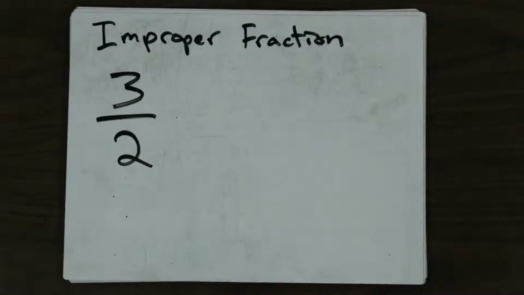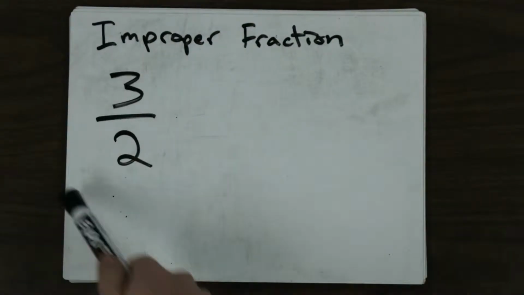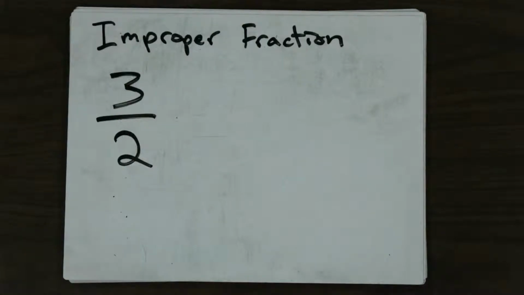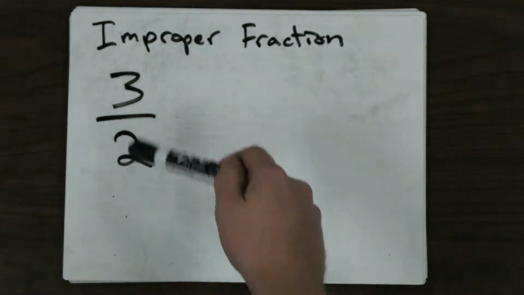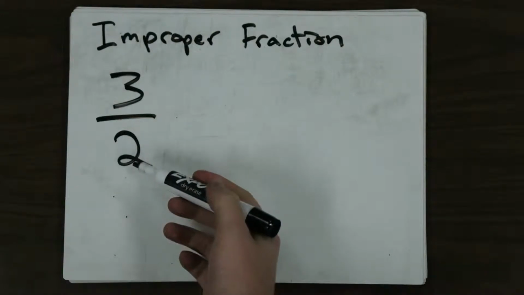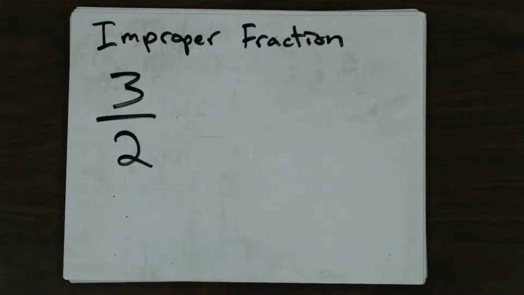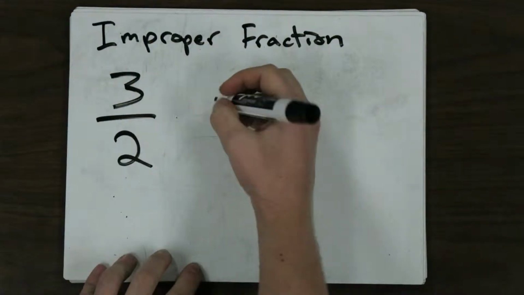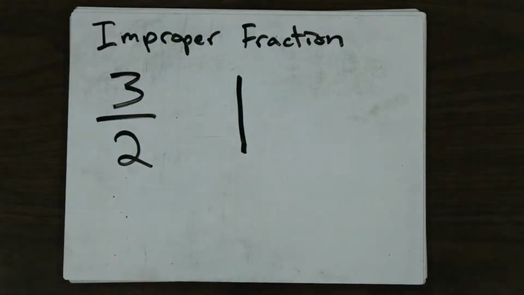So let's also look at the difference between an improper fraction and a proper fraction or a mixed number as well. So here we have this improper fraction 3 over 2. And we can see that it's improper because the top number is bigger than the bottom number. The numerator is bigger than the denominator. So if I have an improper fraction, I can always turn it into a mixed number. The way I do that is I think about how many times my denominator fits inside of my numerator. Well, 2 can go into 3 just one time. So I can take out 1 as my whole number.